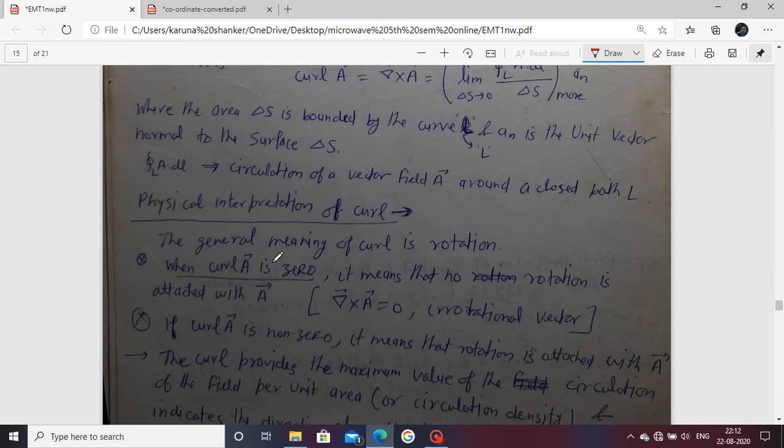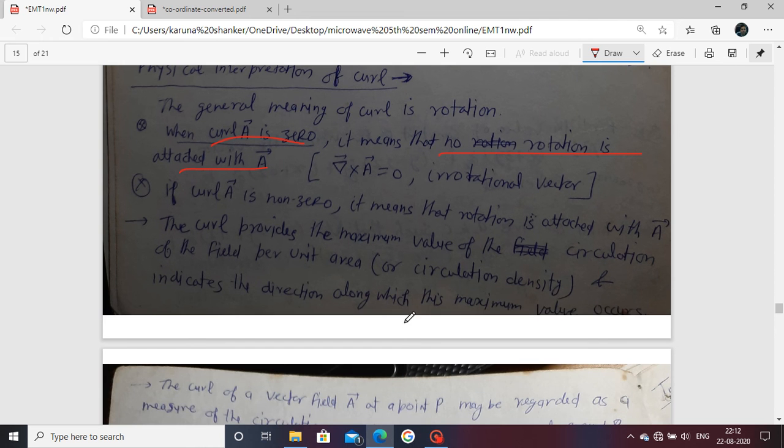What is the physical significance of curl? Generally the meaning of curl is rotation. When curl is zero, it means no rotation is attached with a vector, means any field with no rotation has zero curl. If rotation is present, then curl is also present.